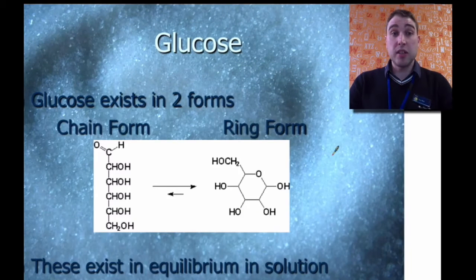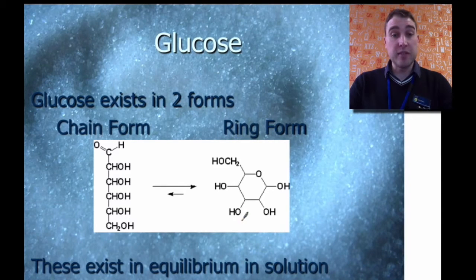Now, glucose can do some interesting things. It can exist in two forms in solution. If you put it in water, it will exist in both of these forms in an equilibrium. If we look at the chain form, this is called the chain form because it's a long chain, you can see at the end of it, it's got an aldehyde group, so C double bond O H. If we look at the ring form, we can see there's no aldehyde group anymore.